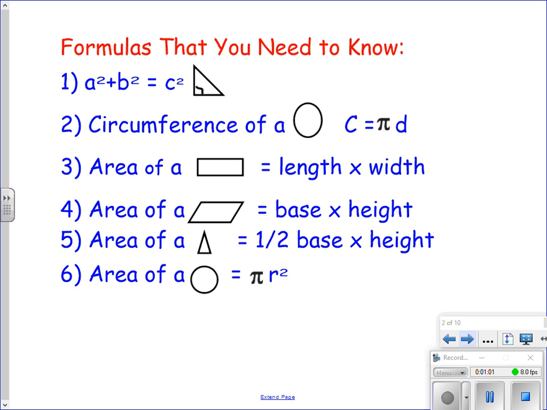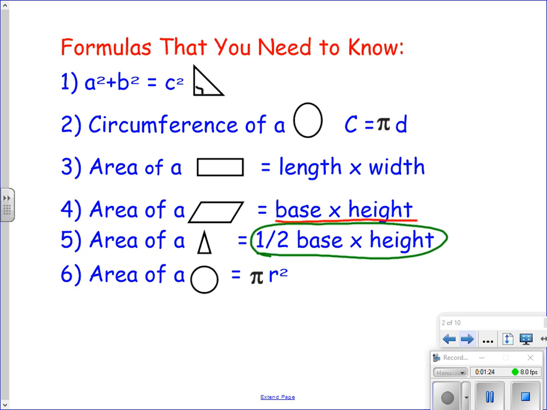Number two, the circumference of a circle, c equals pi d, or circumference equals pi times the diameter of the circle. Number three, area of a rectangle is length times width. Area of a parallelogram, base times height. Area of a triangle is 1/2 the base times height because it's half of a parallelogram.